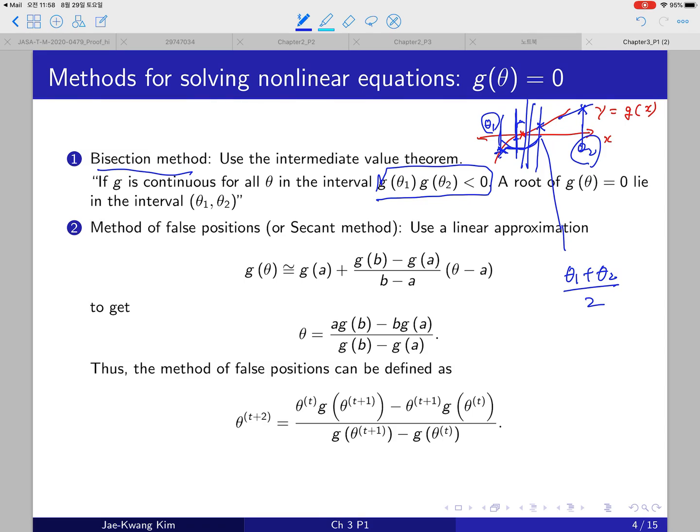The bisection method is very useful in the sense that we don't need to compute the partial derivative and so forth. But it is hard to generalize when zeta is a vector. So this is more applicable to scalar functions. And the second approach is to use a linearization method to approximate g as a linear function.